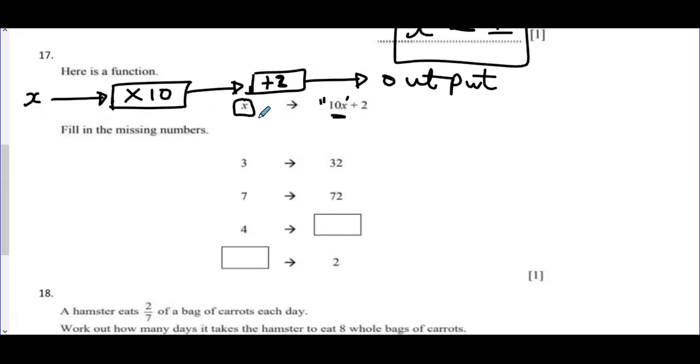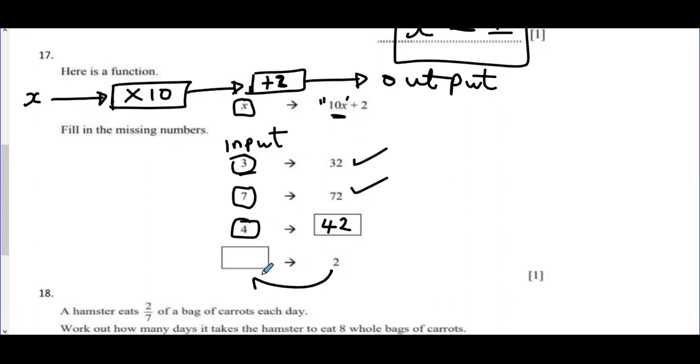So this is how we convert a normal mapping into a function machine. What is this 3, for example? This 3 is input. Take this input 3, put it in the function machine. 3 multiplied by 10 is 30. Add 2 is 32. So that is done. How about 7? 7 is your input. 7 multiplied by 10 is 70. Add 2 is 72. So that is correct. How about 4? Take this 4 as your input. Multiply by 10, you get 40. Add 2, you have 42.